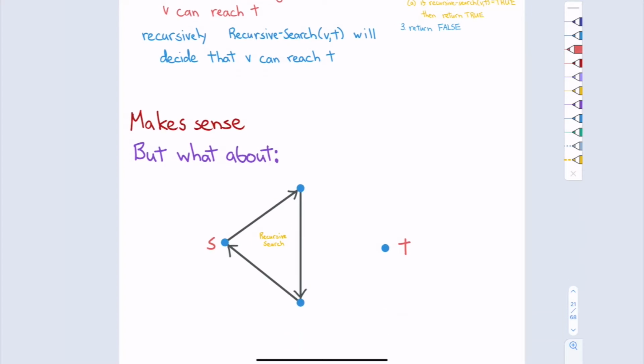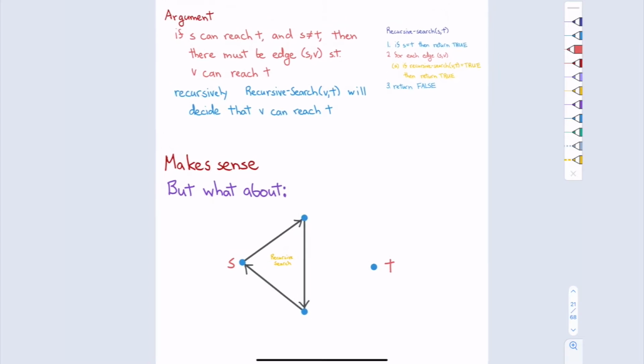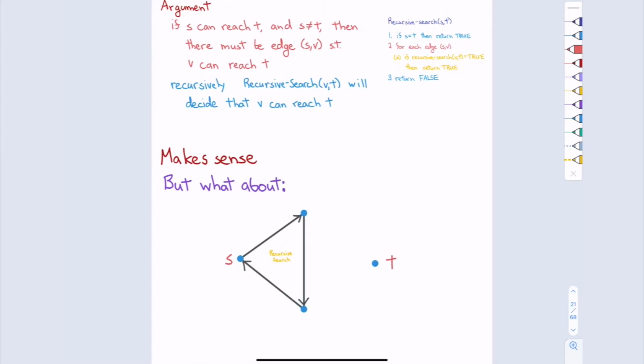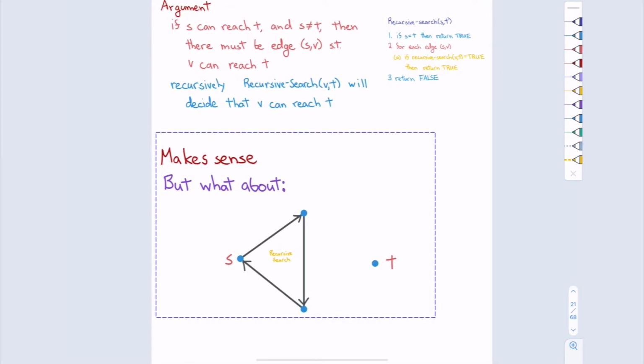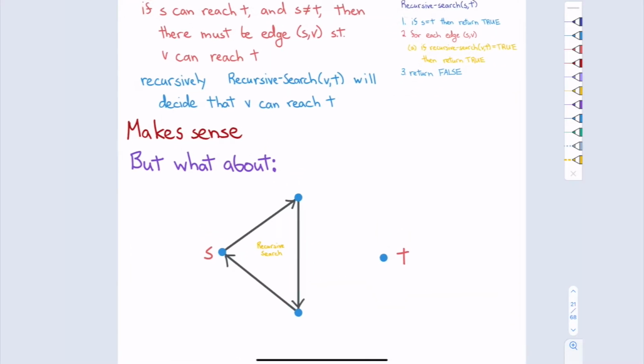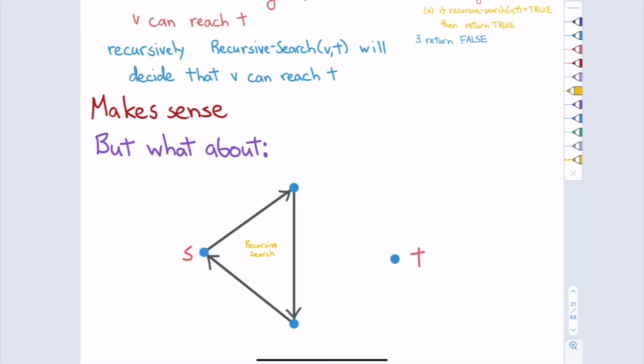A simple graph like this, okay? Let me bring this up. If I look at a simple graph like this, and I start at S, the recursive search is just going to go around in circles forever. Because it has no memory. It's just doing recursive calls. It doesn't realize that it's revisiting the same vertex.